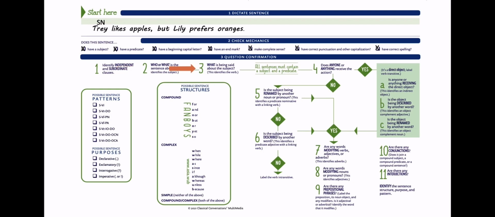The next question we ask is, what is being said about the subject? Within this sentence, we would answer, Trey likes. Likes is what is being said. This question helps us label the verb, so we will label the word likes with a V for verb.